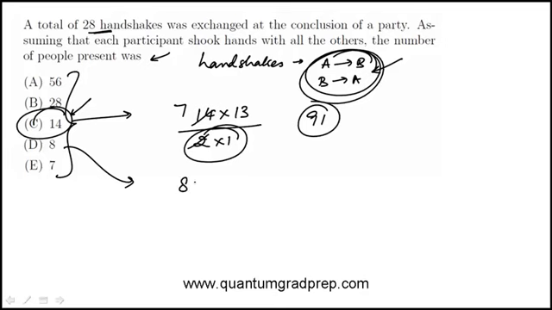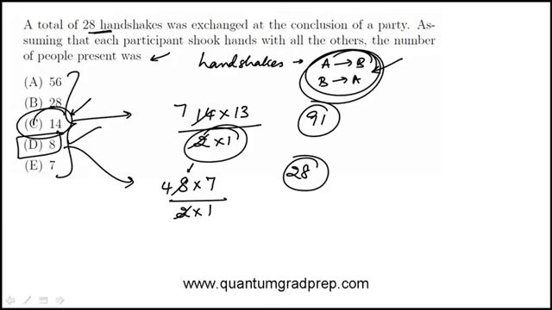If there are 8, it would be 8 times 7, divided by 2 times 1. And that does indeed give me 28. So the answer is D. So that's one way to do it.